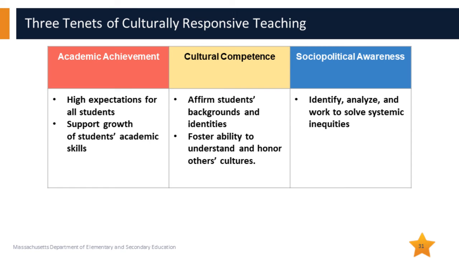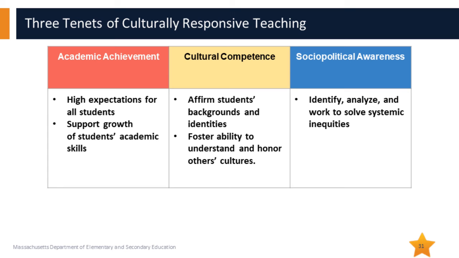Culturally responsive teaching happens in classrooms that foster and support students' diverse backgrounds, identities, strengths, and challenges. According to leading scholar Gloria Ladson-Billings, there are 3 tenets of culturally responsive teaching. The first tenet is academic achievement. This means that educators hold high, transparent expectations for all students and support the development of students' academic skills and identities as learners.